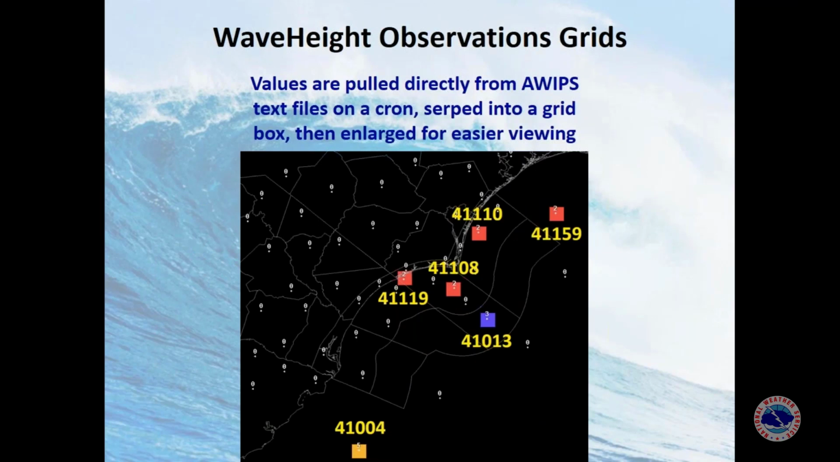So how do the observations get pulled into GFB? Well, I'm pulling them directly from the AWIPS text files on a cron, and I circle them onto a grid box. And then finally, I enlarge it for easier viewing, because otherwise it would just be one small little pixel in 6 different spots and really tough to read. So the colors are a little more pronounced by expanding it.